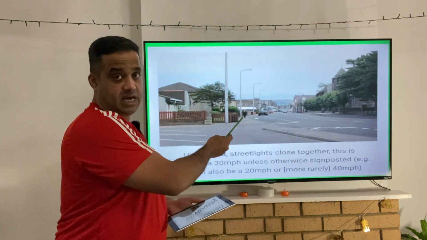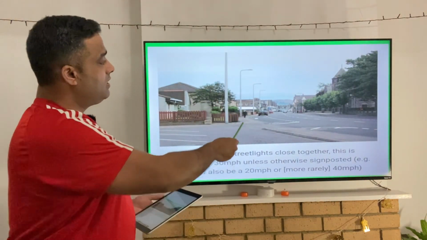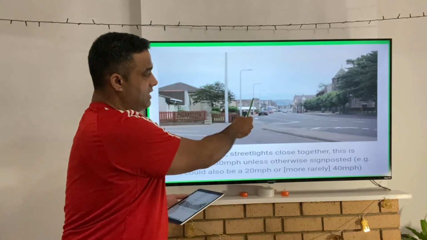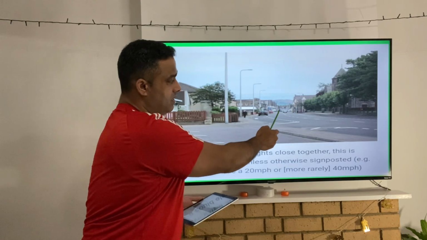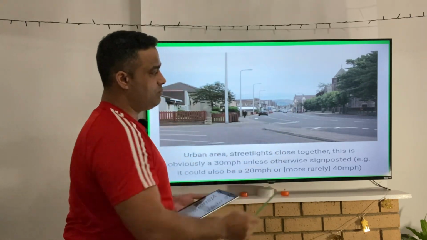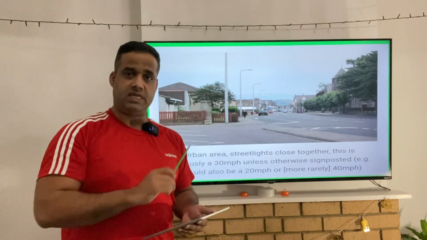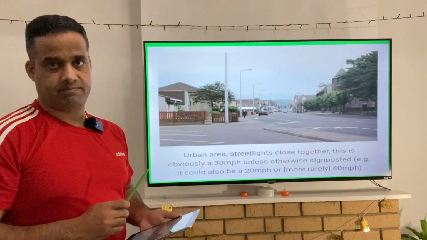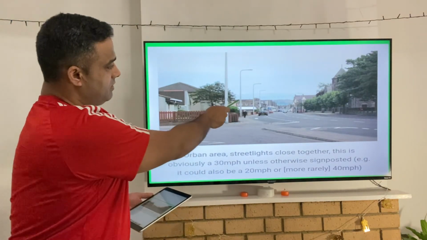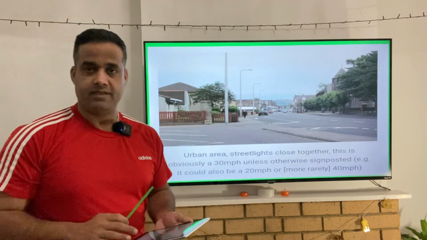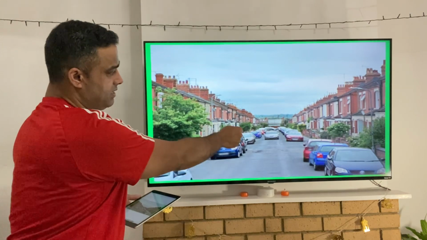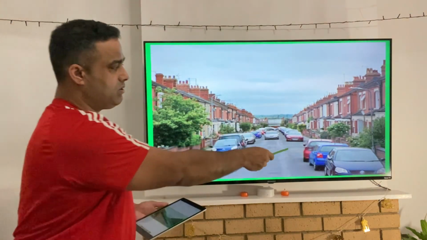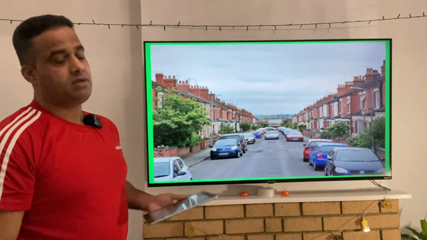So if you move to the next picture, this is a single carriageway, built up area. Look at these street lights. See the density of the street lights. They are very close to each other, and cars are going that way and coming that way as well. So this is a single carriageway. It is in the built up area. Again, in this picture, built up area, look at the street lights, both directions, up there as well.